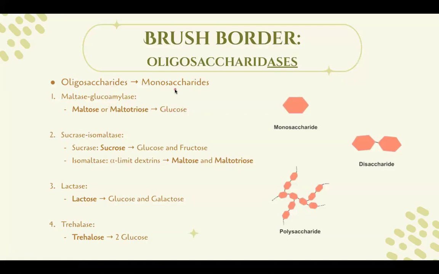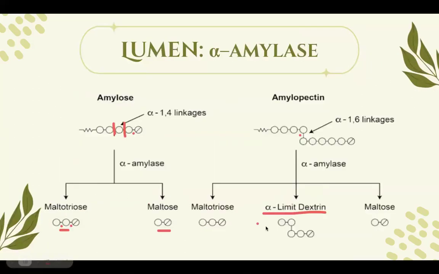our monosaccharides. All right, so if we go back to this picture over here, you see the alpha limit dextrin. So as we said, isomaltase comes and then it will break down this bond, which is the alpha 1,6. So we end up with this, which is basically this one, maltose, and we end up with this one, which is basically this one, maltotriose. All right.